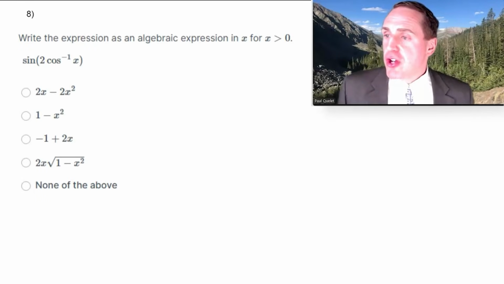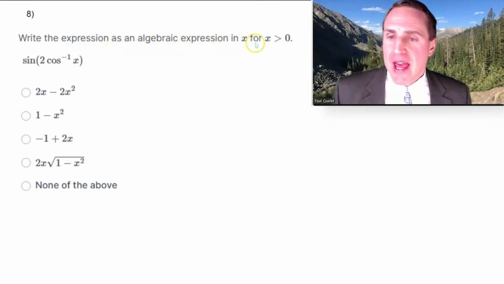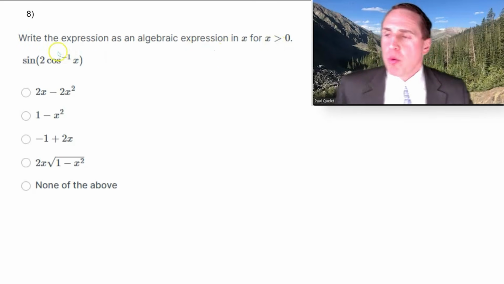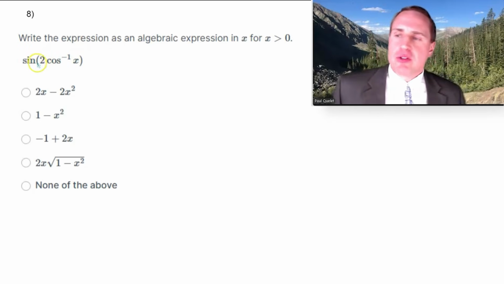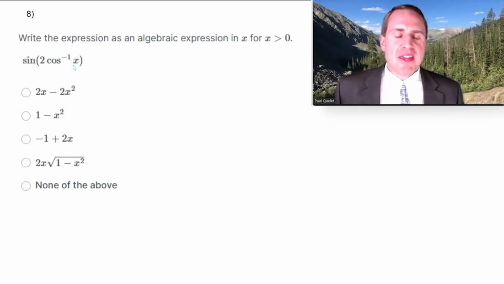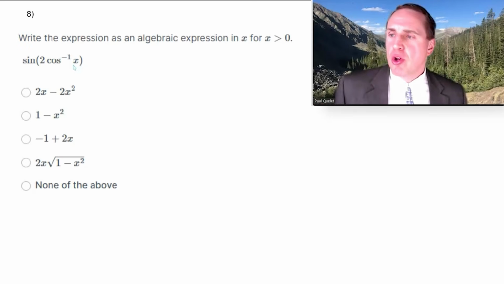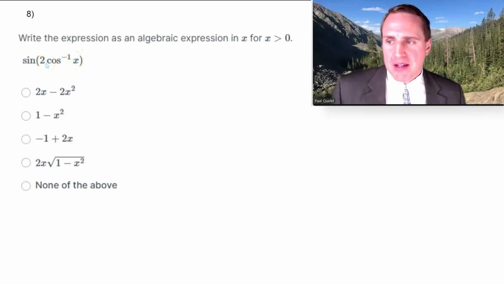So here's question number 8. Write the expression as an algebraic expression in x for x greater than 0. What we have is sine of 2 cosine inverse of x. Let's think about how we're going to do this. Cosine inverse of x is like saying, give me the arc or give me the angle whose ratio is x, or like x over 1. But then we're going to do 2 times that, and that's going to be an angle twice that angle.